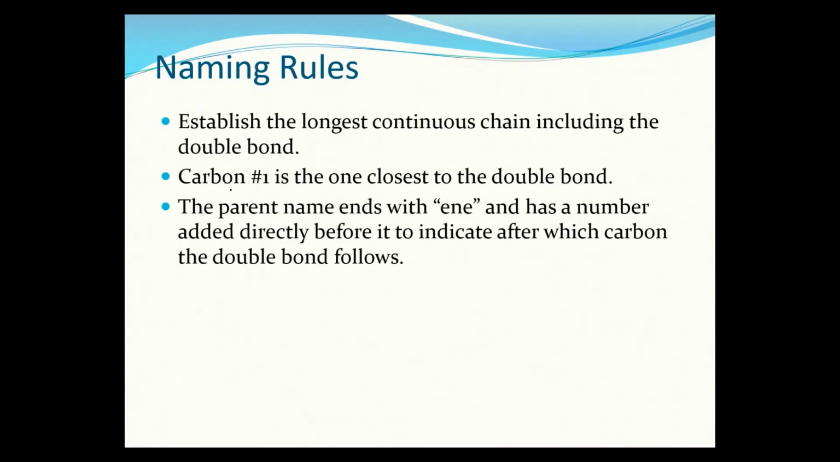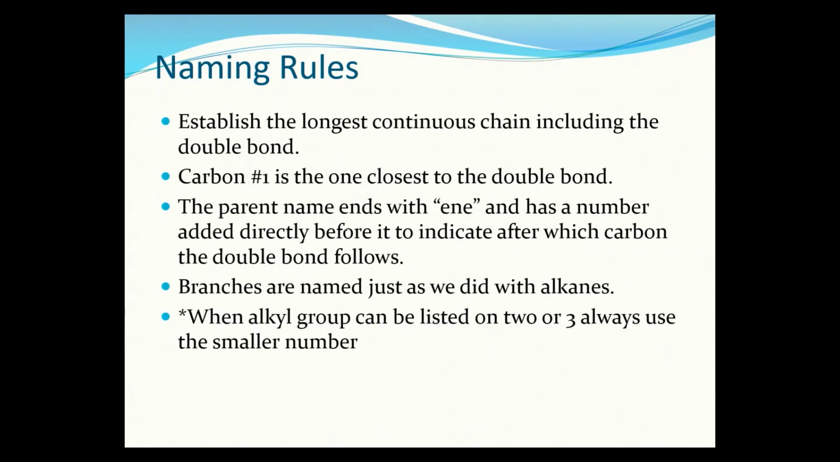The parent name ends in -ene and has a number added directly before it to indicate which carbon the double bond follows. And branches are named just like alkanes. And when the alkyl group can be listed on 2 or 3, always use the smaller number. I'll show you an example.